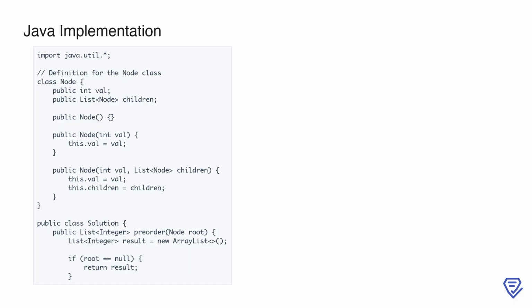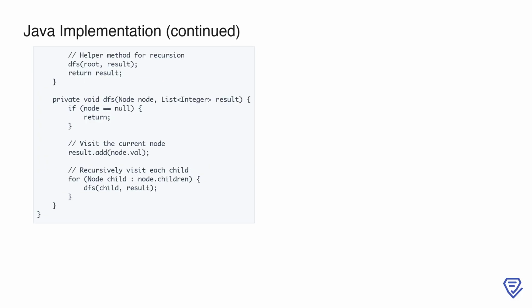Then, we handle the base case. If the root of the tree is null, we simply return the empty list, as there are no nodes to traverse. To perform the preorder traversal, we call a helper method named DFS and pass in the root node along with the result list. The DFS method is defined to handle the traversal recursively.